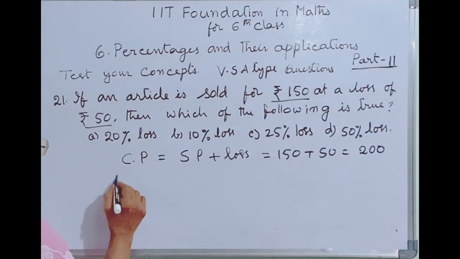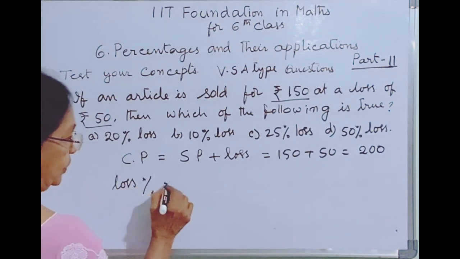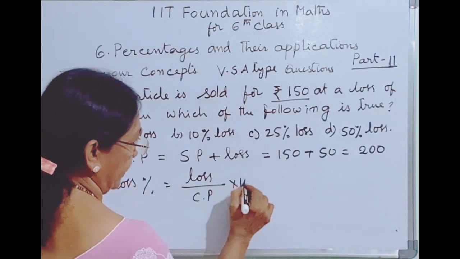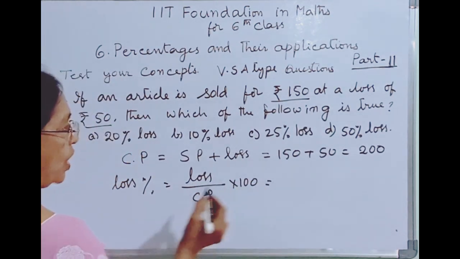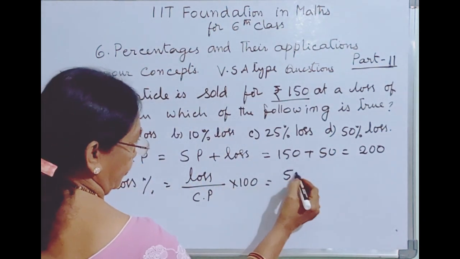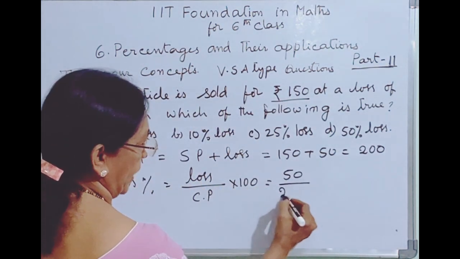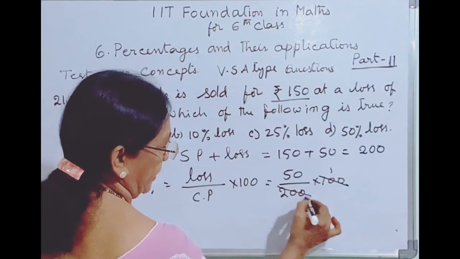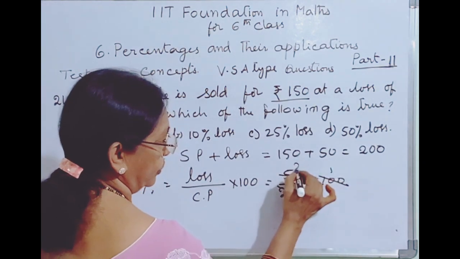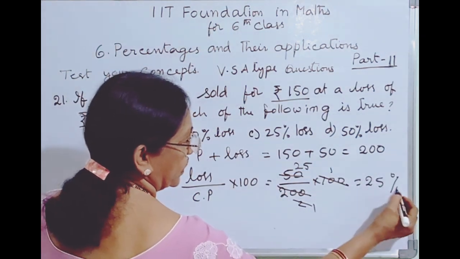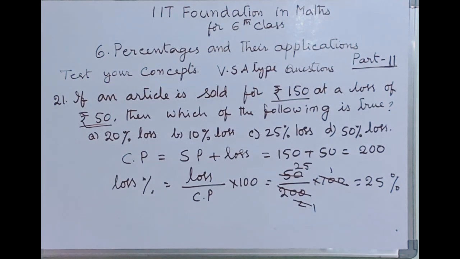Therefore, loss percent is equal to loss by cost price into 100. It is sold for a loss of rupees 50. So 50 by cost price 200, into 100. 100 ones 100, 2 twos, 2 ones 2, 25, 50. Therefore loss percent is 25%. Option C, 25% is correct.